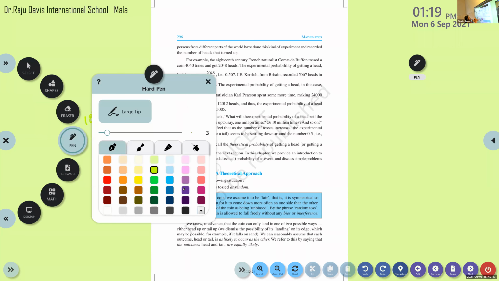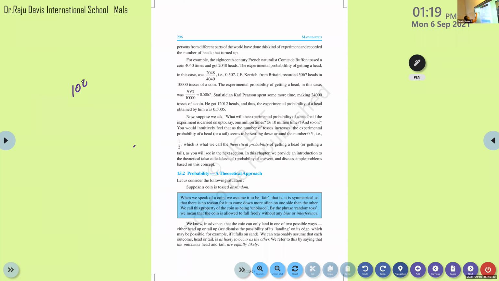If we toss a coin 100 times, suppose there are 55 heads and 45 tails. So there is a difference between 45 and 55, isn't it? But as we increase the number of tosses to 1,000, 10,000, a lakh and 10 lakh, the number of heads and the number of tails approach very close, and they are going to be equal to each other.